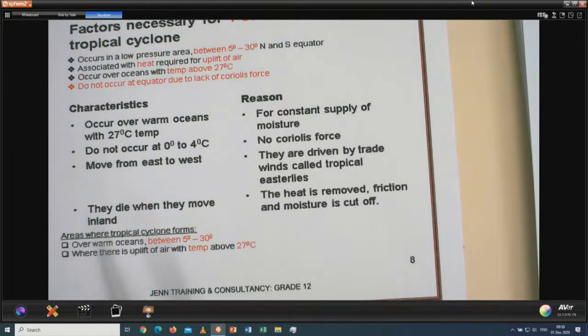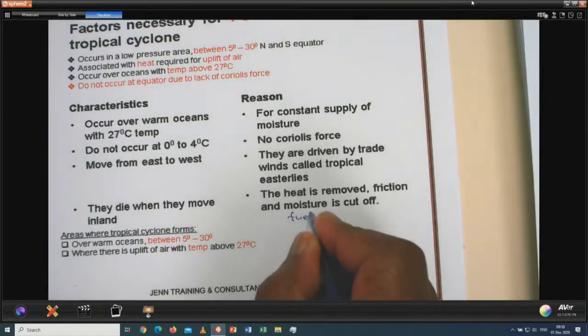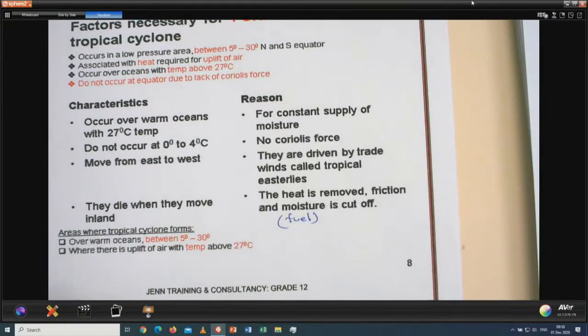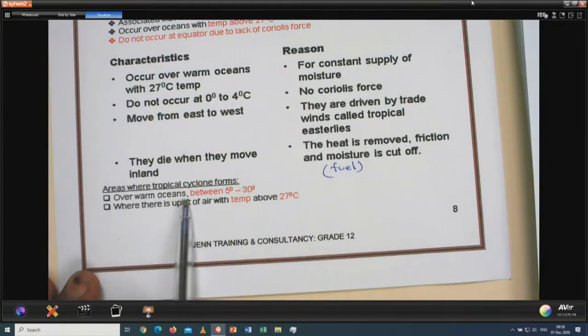This is important. Why? Because the heat is removed because of friction and moisture is cut off. Remember, moisture acts like a fuel to the system. Moisture is like a fuel to tropical cyclones. So these are the areas where tropical cyclones form: over the warm oceans, where there is uplift.